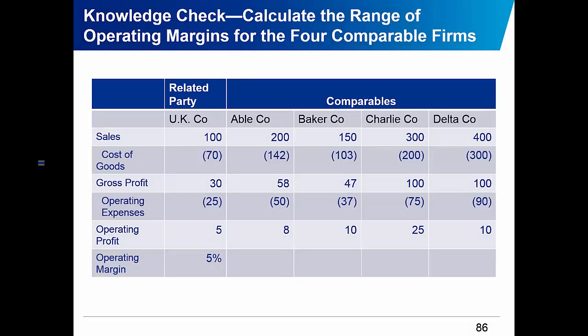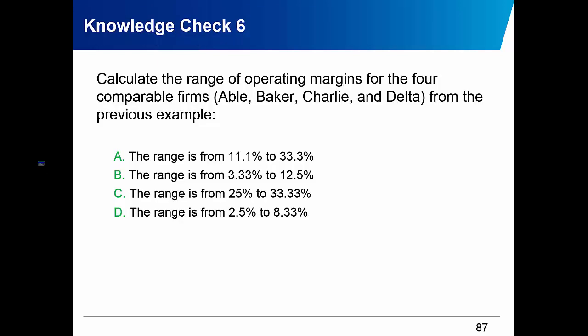So just pause the video right now, take a moment, calculate those numbers on a sheet of paper, because our key question I'm going to ask you next is, what is the range from the lowest to the highest from these four companies, Able, Baker, Charlie, and Delta? And we'll come back in just a minute and see if you can tell me which of these is the right answer.